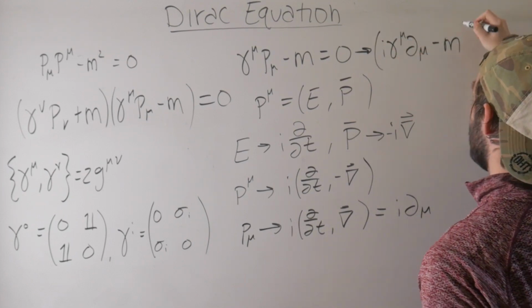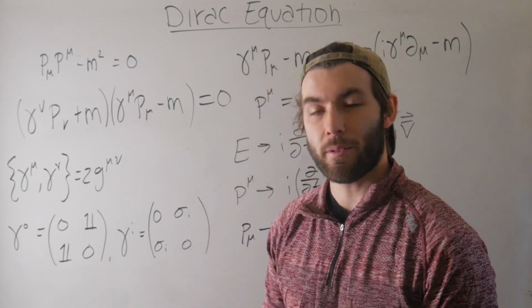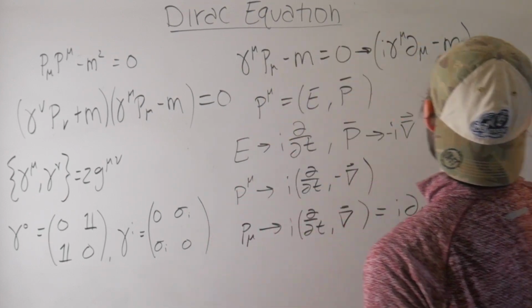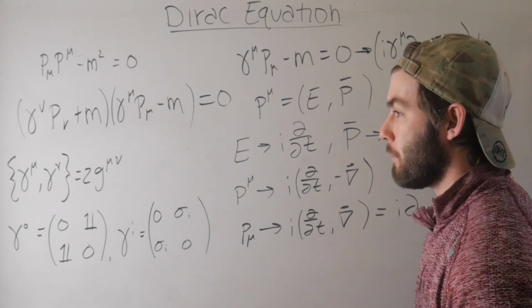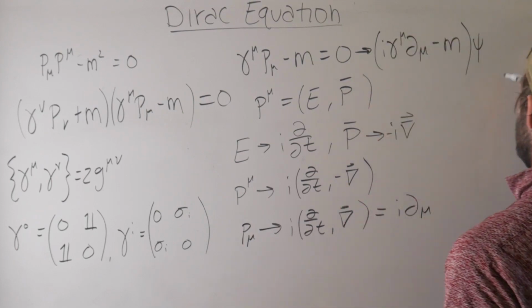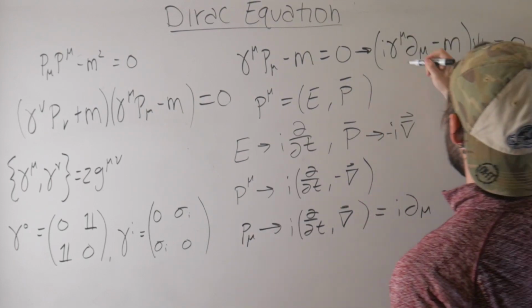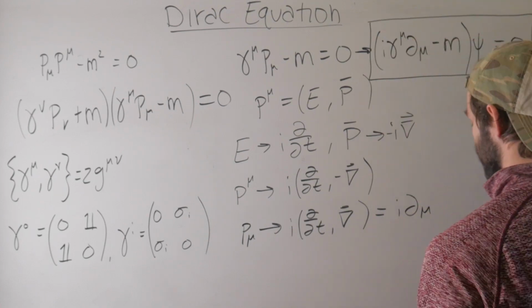Now this is an operator. Our observables are replaced with quantum operators. Operators really only make sense when they're acting on a function. So we have it act on our function psi. And since we're dealing with 4 components, this is a 4-component wave function, sometimes called a Dirac spinor. And this is equal to 0. And this is the famous Dirac equation.